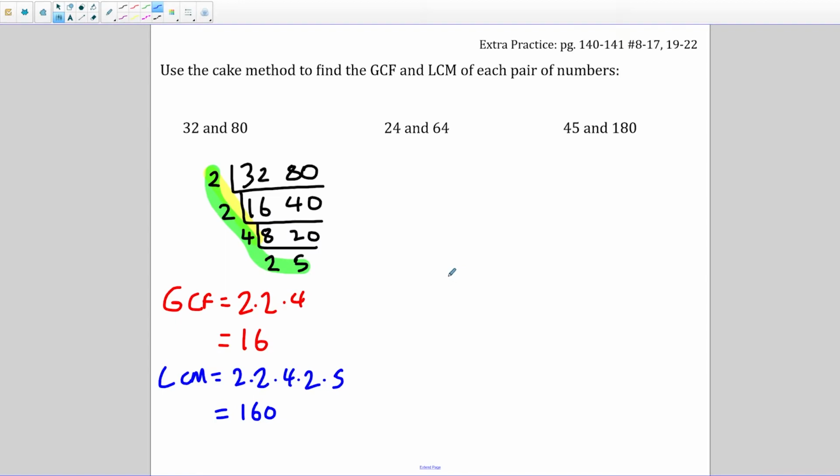For the next two examples, you can pause the video here, try it out, and then unpause to check your work.